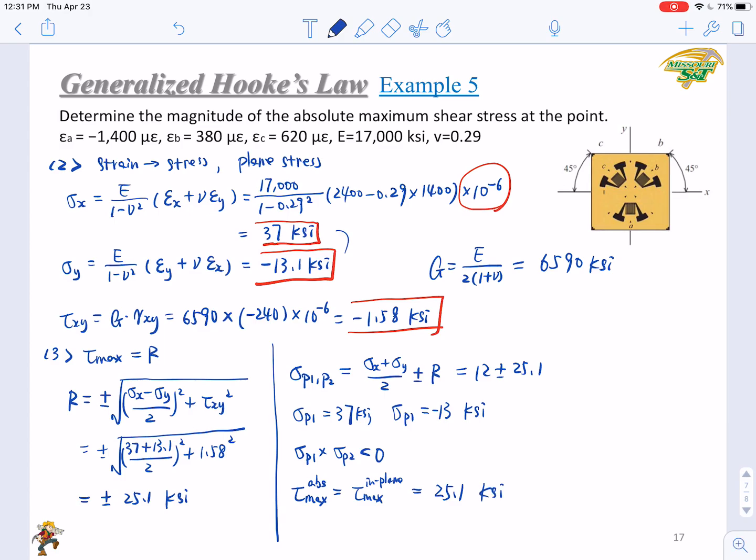So how about if they have the same sign? If sigma P1 is 37, then sigma P2 is 13. If they have the same sign, what is the absolute max shear? The absolute max shear will be the larger one of these two principal stresses over 2. Recall the previous principles and rules.